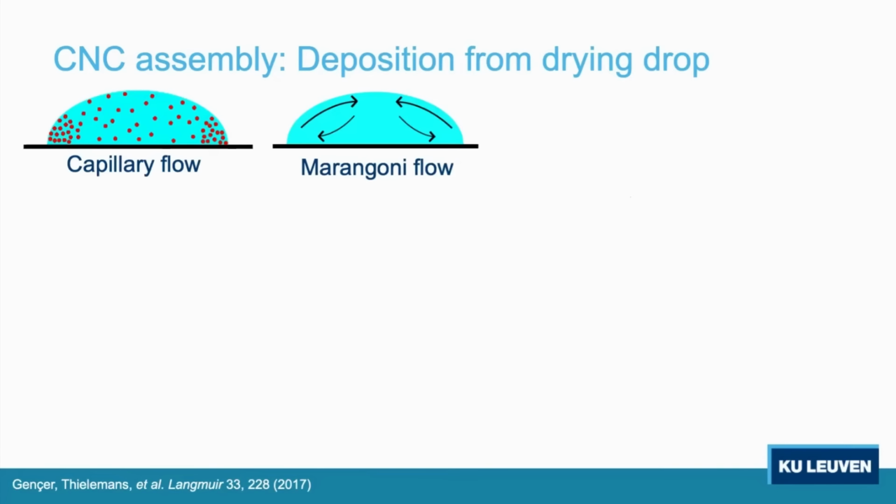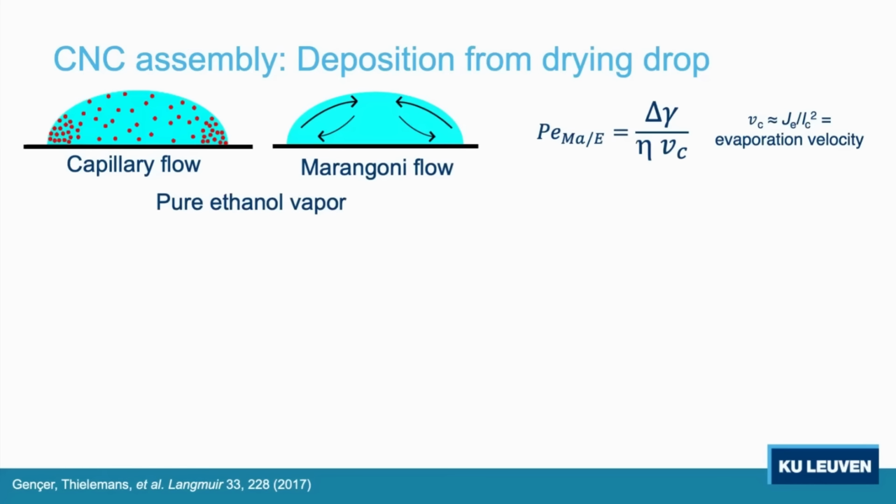So what we wanted to do is, can we avoid this coffee ring effect? For that, you can use Marangoni flow. So you play around with surface tension gradients on the surface of your droplet. You can do that by drying in an atmosphere with an organic vapor, which will diffuse into the water. I'm a chemical engineer, so I like dimensionless numbers. You can start calculating the differences between the magnitude of capillary flow and Marangoni flow relative to the evaporation velocity. I'll spare you the mathematics.